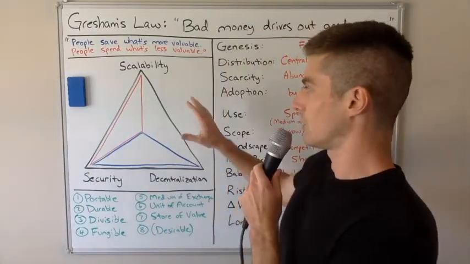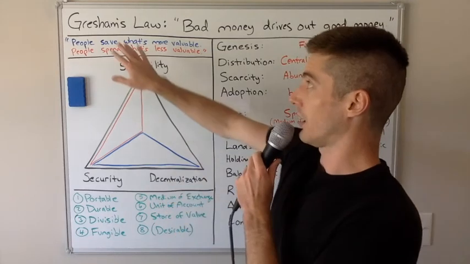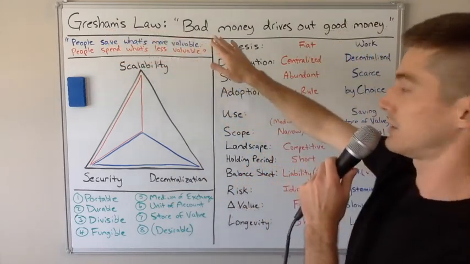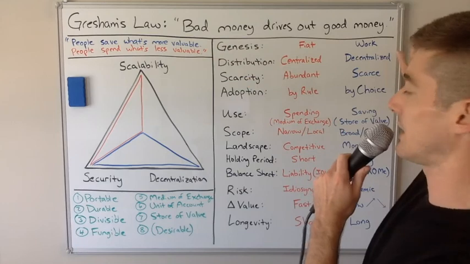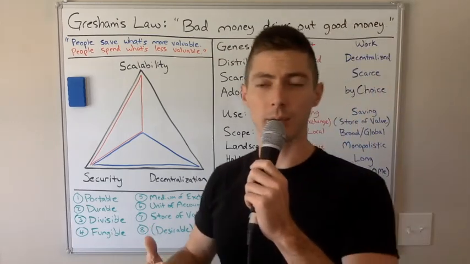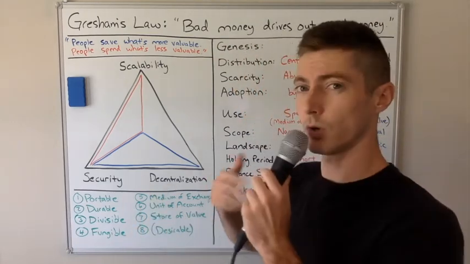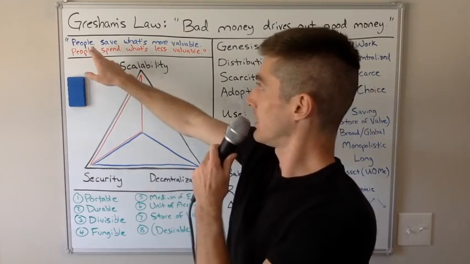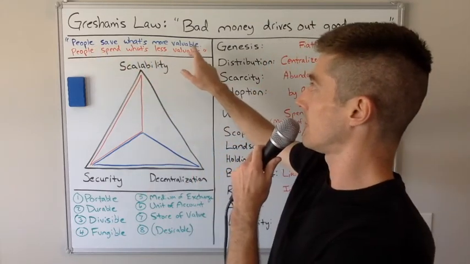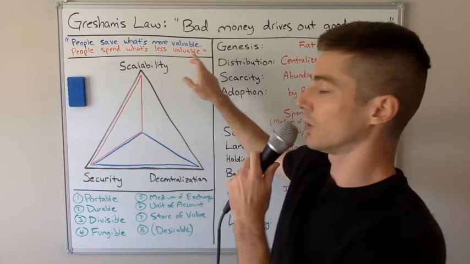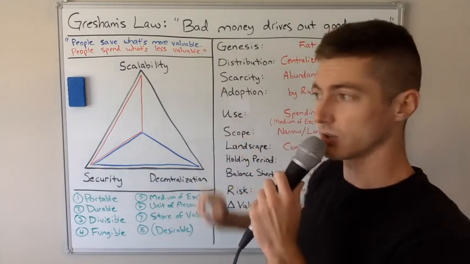So we're going to start on the left side of the board, and we are going to talk about Gresham's law. Simply stated, bad money drives out good money. We're going to talk about what that means and how to interpret it. One way I like to think about it is people save what's more valuable and they spend what's less valuable. So we'll come back to that in just a second.